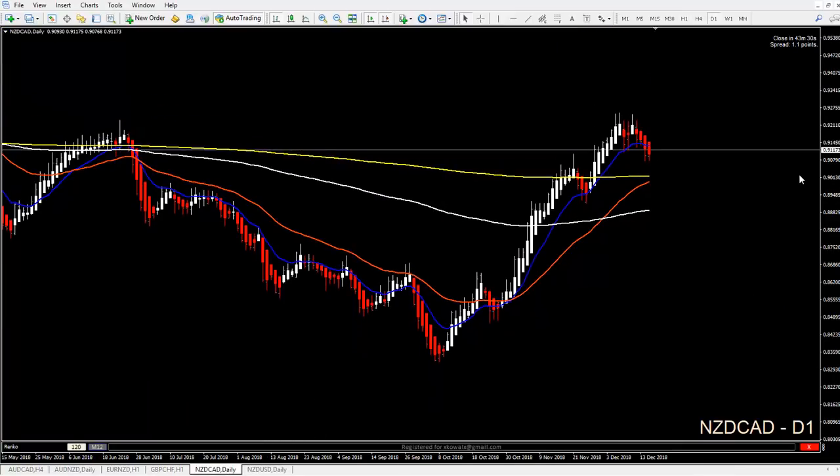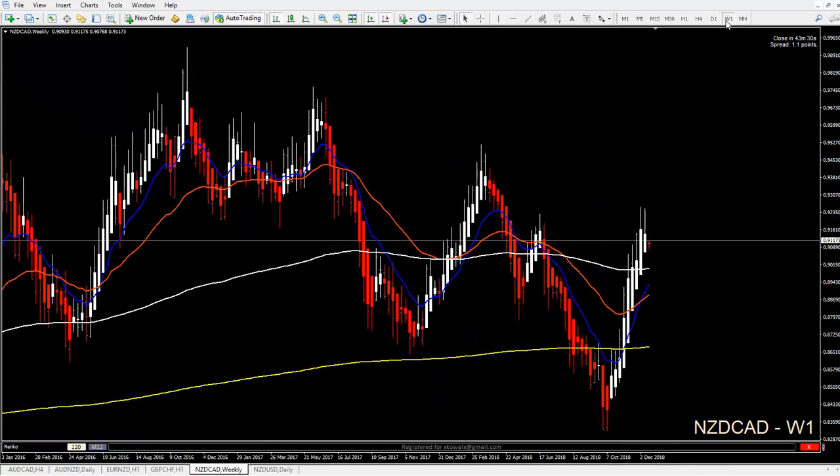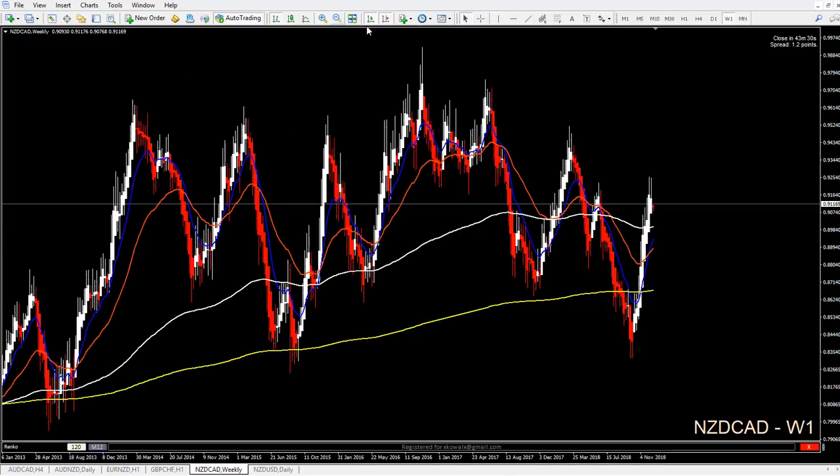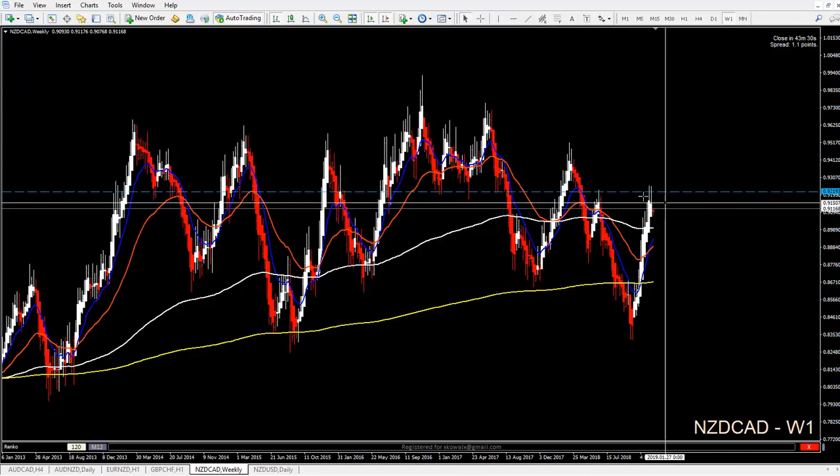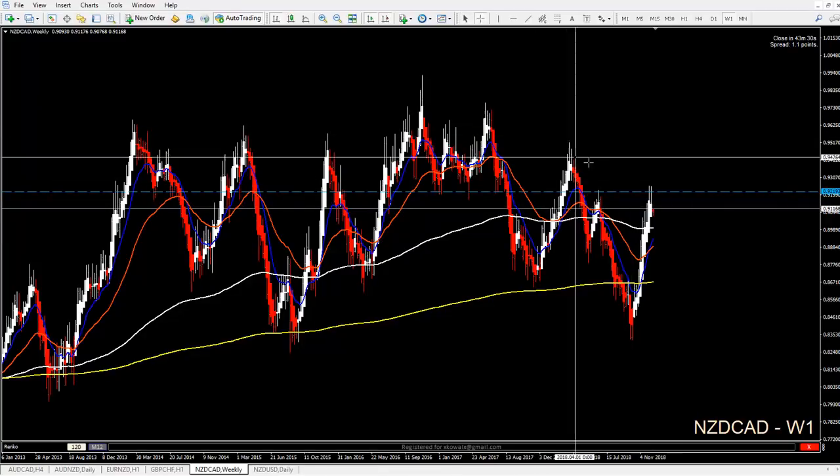New Zealand cat, we were discussing this pair many times, and finally we had the nice opportunity to jump. I will show you the entry which I took. It's right now in the winning position, but let's see what we have still on the weekly chart. Nothing changed really. Prices are around the same level, so our levels are still more or less the same.